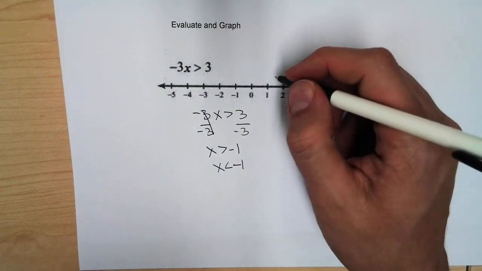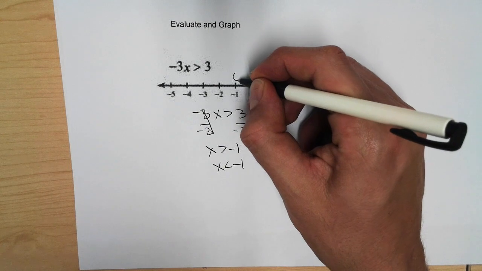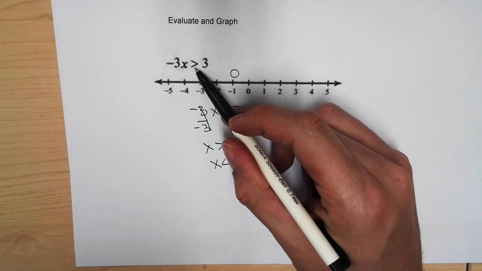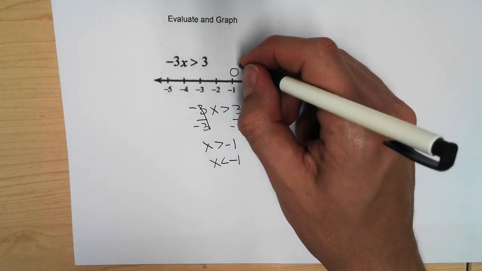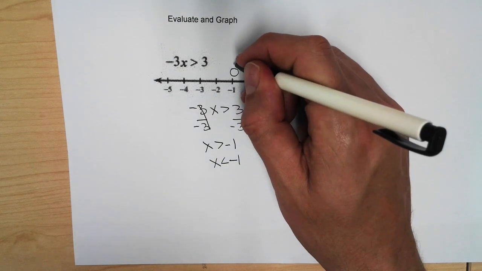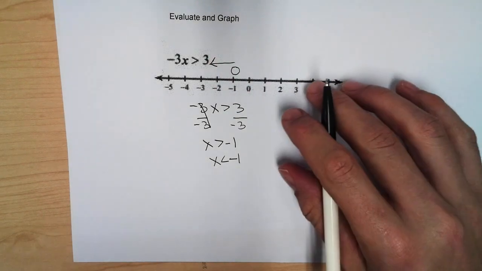Now we can go ahead and graph it. So we have minus 1 here. Is it an open or closed circle? Open circle. And x is less than minus 1. So all numbers that are less than minus 1, so it goes in this direction.